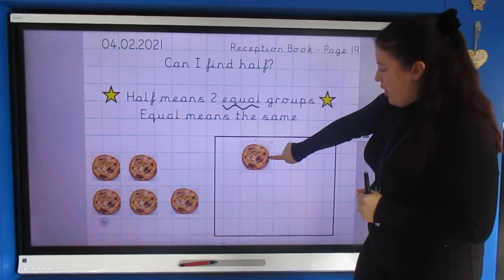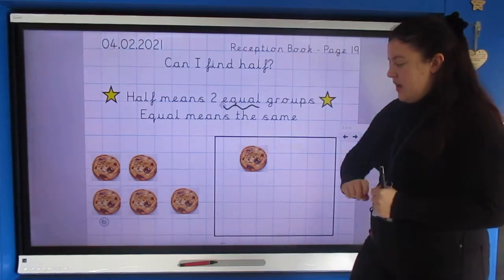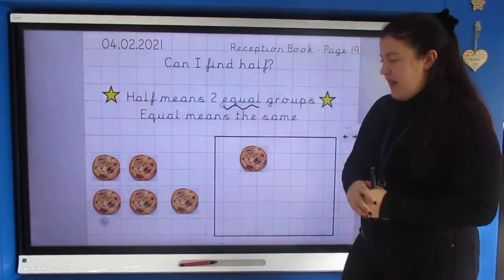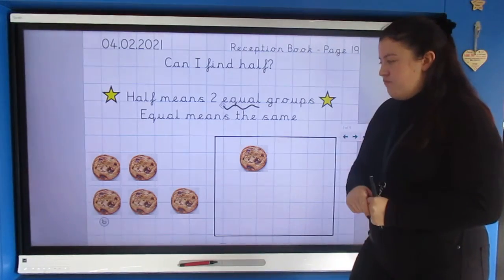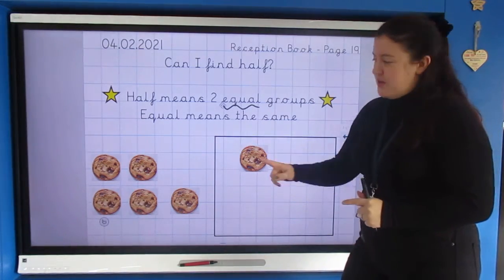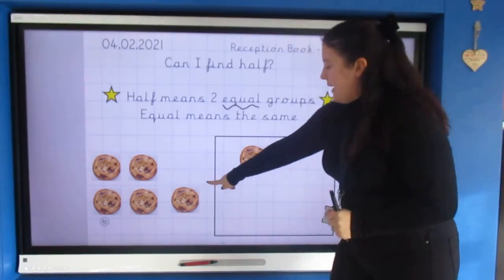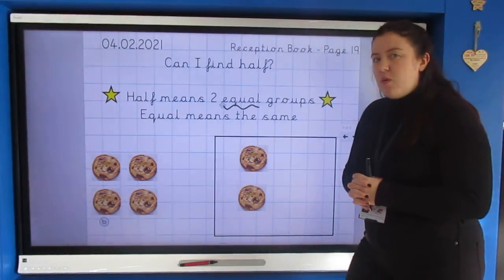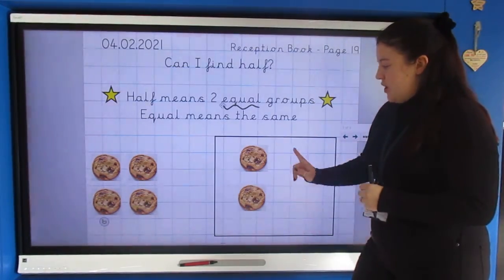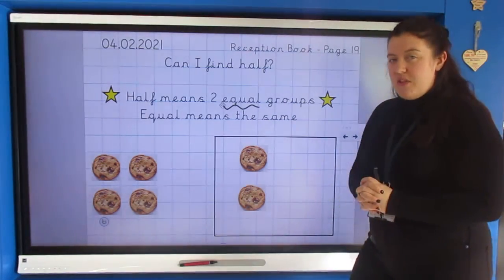I'm going to move 1 cookie in there. Now I've got 1 in there, and I've got 5 left over there. Do they look equal? Do they look the same? No, there's more over here, isn't there? So let's put another one back into the biscuit tin. Oh, they're looking a little bit more equal now. I've got 2 in the biscuit tin, but I've still got more left over there, haven't I?